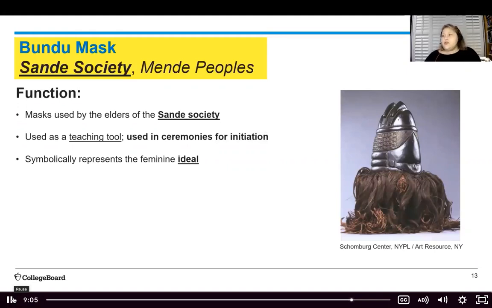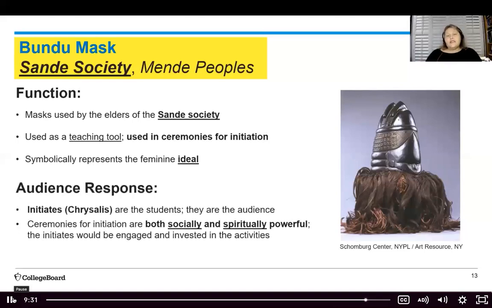All of these visual features, all of these tiny little squished features, the fat rolls. You have a small face, you're demure, you're calm, you're composed. You keep your mouth shut. You don't speak gossip, you don't hear gossip. You have enough fat on your body to support a healthy pregnancy. You have wisdom and knowledge and intelligence. You have beautiful, shiny, clean black skin. This fits the ideal. And the audience response, these chrysalis, the students, they are the audience. These would have been taken very seriously and treated with great respect.